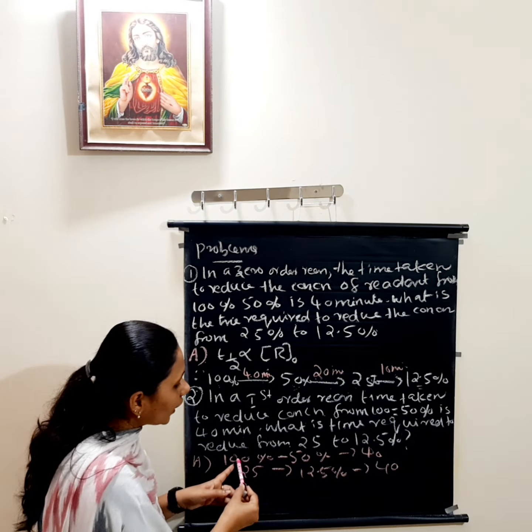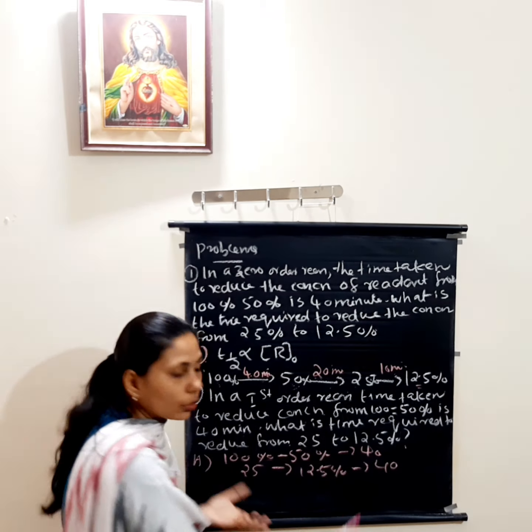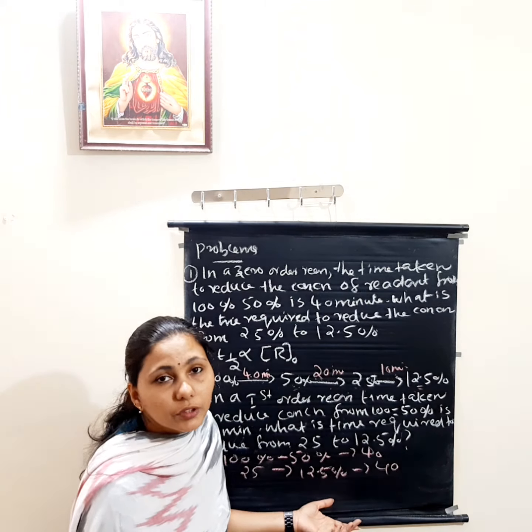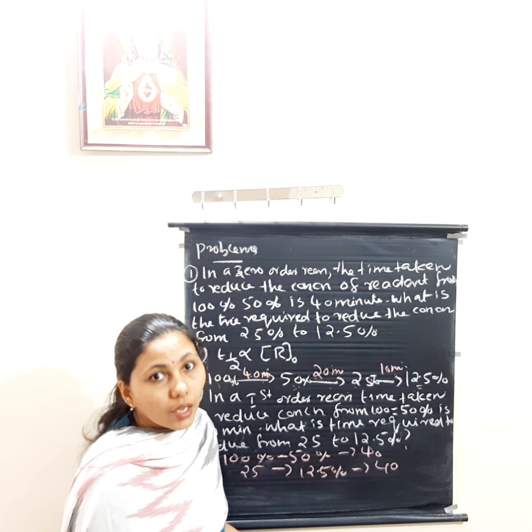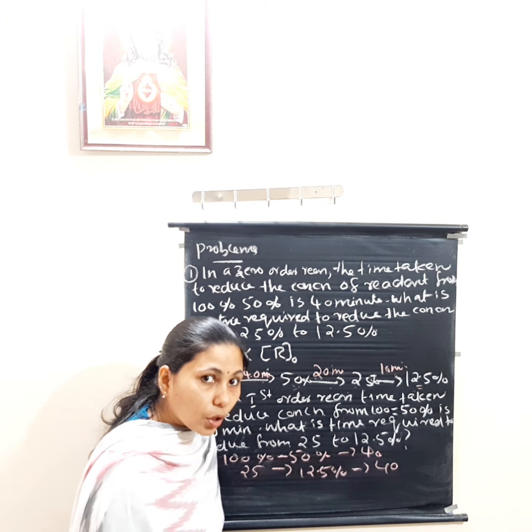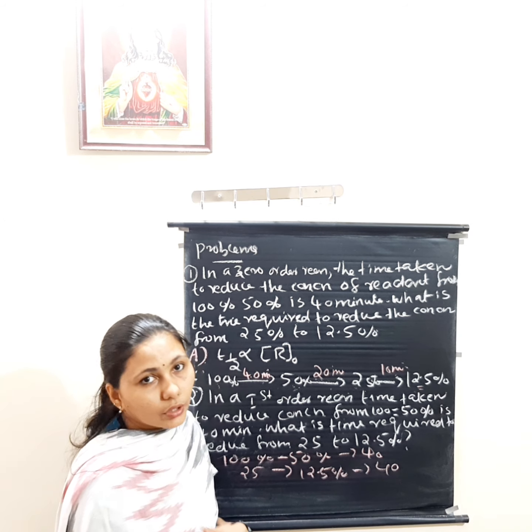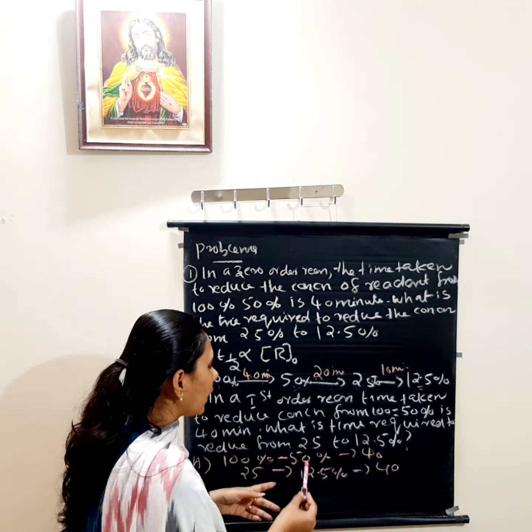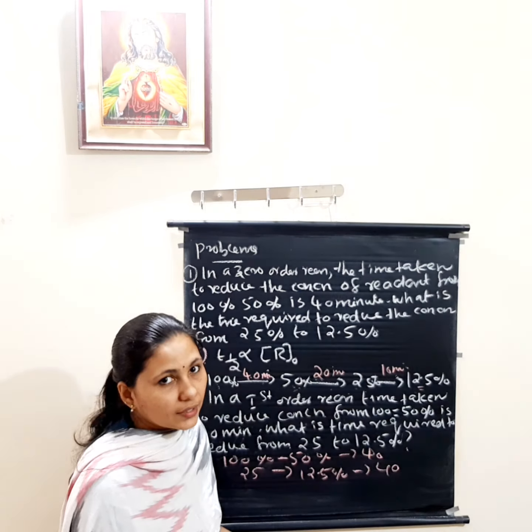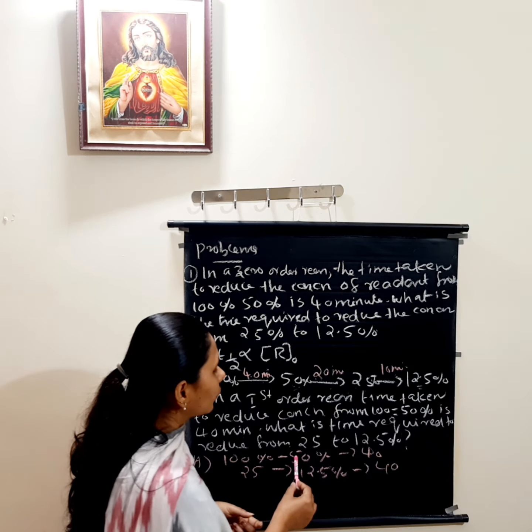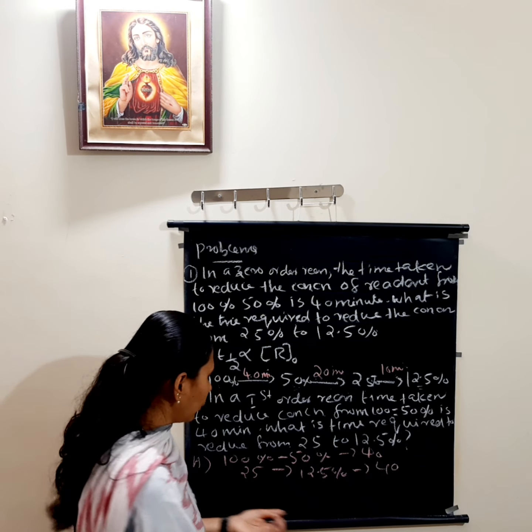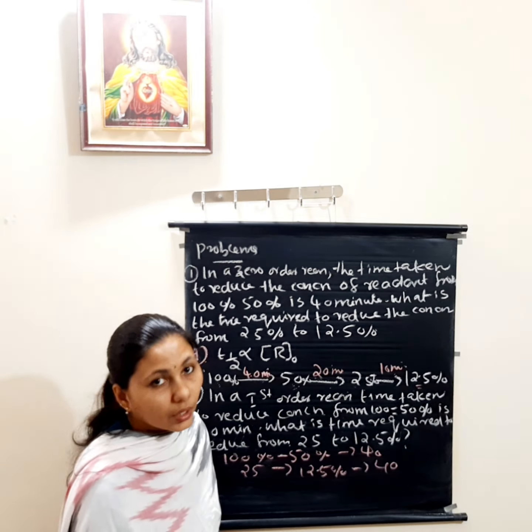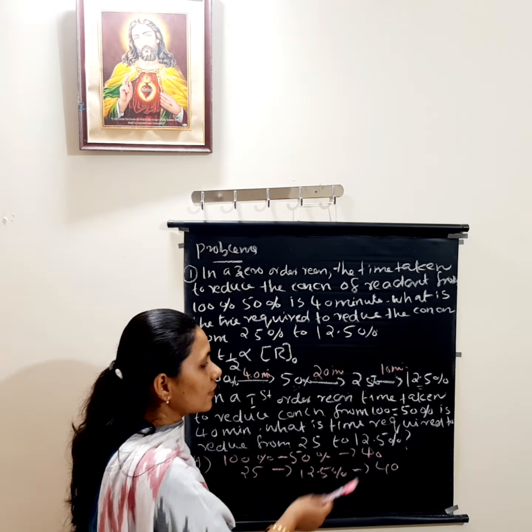So here 100 percentage to 50 percentage is given as 40 minutes. Then for the question, 25 to 12.5 percentage will also be 40 minutes, because it is independent of initial concentration. Initial concentration, how much it is, is not a problem. For a definite fraction it is constant. Here 100 to 50 it is 40, so 25 to 12.5 percentage also it is 40 minutes. Okay, clear? So this is the comparison of these two problems.